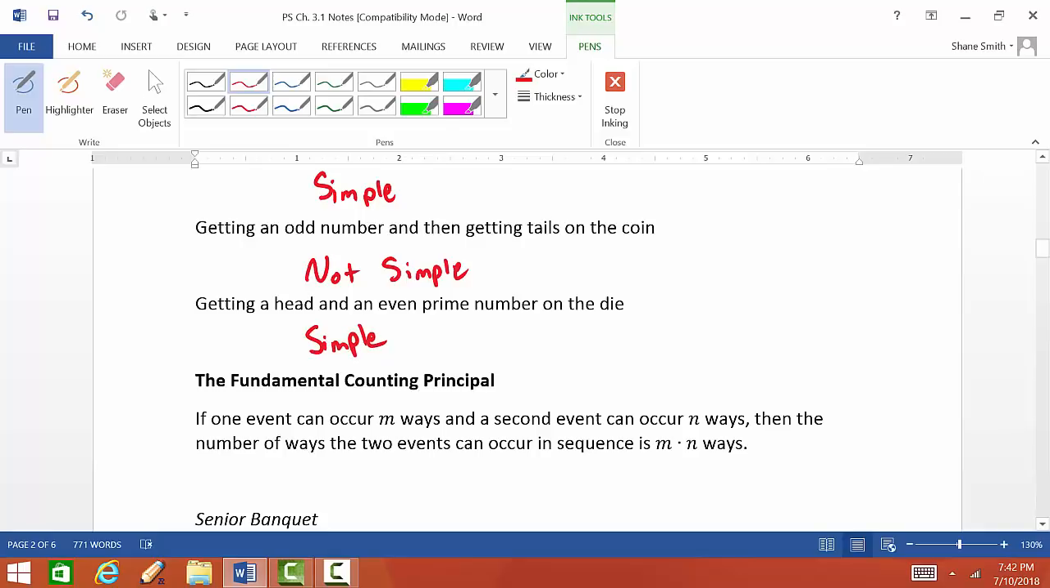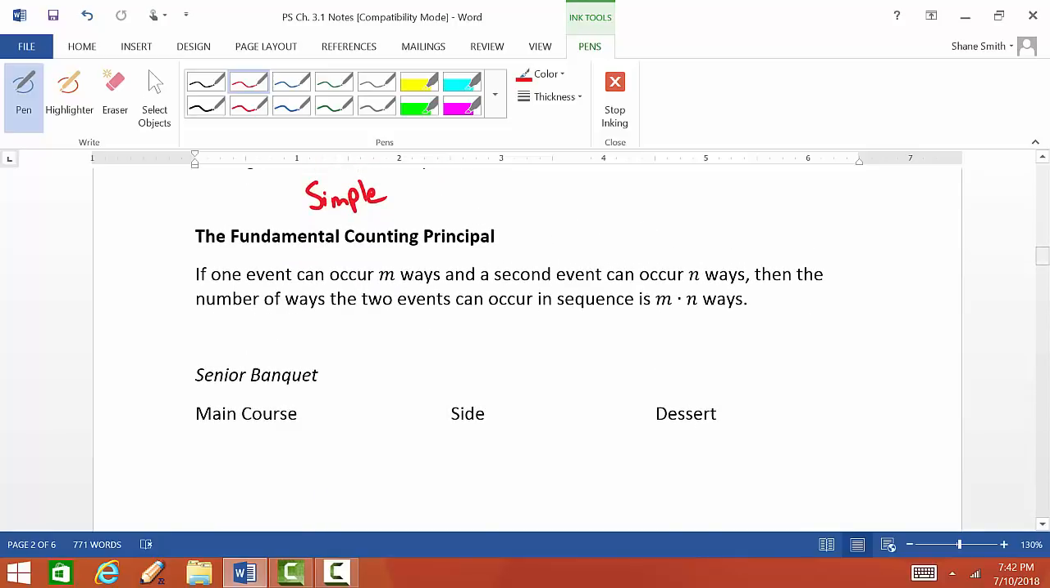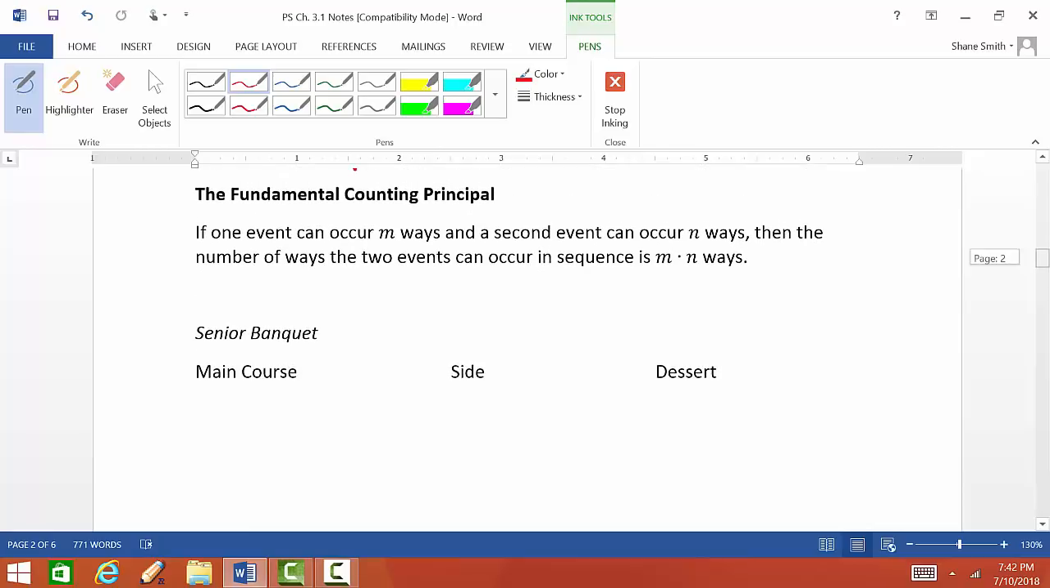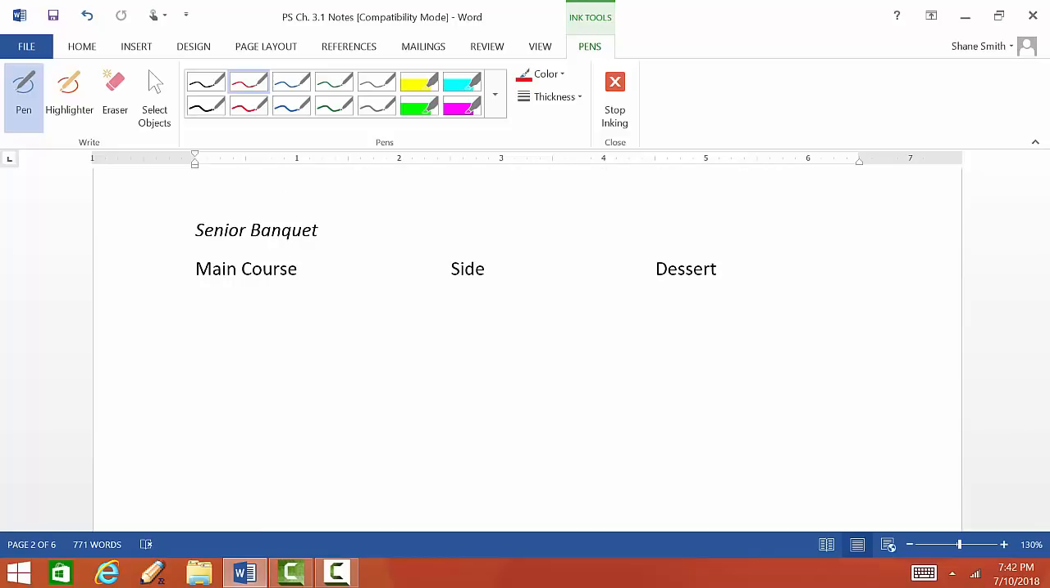Okay. All right, so I kind of mentioned the fundamental counting principle a little bit, and this is something that I find a fun thing to do during class. But since this course is online, we can't really go through it. But let's say we're trying to decide what the possible meals are for a senior banquet, and let's say we have 3 main courses and 4 sides and 2 desserts.